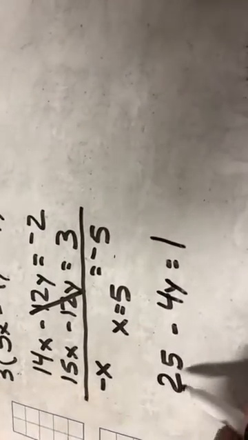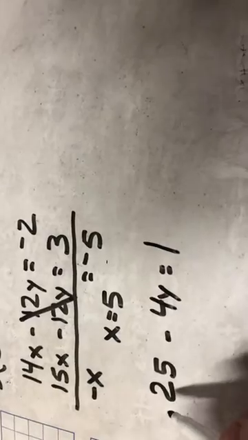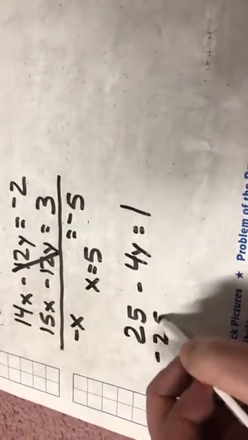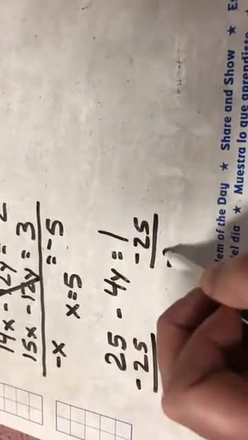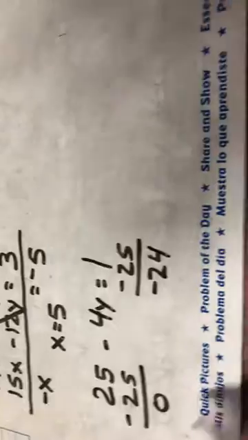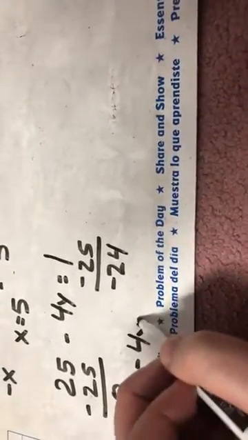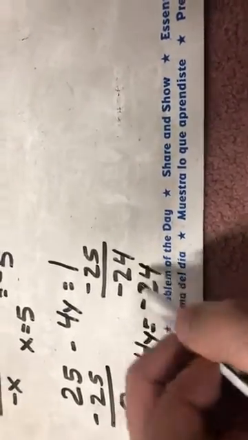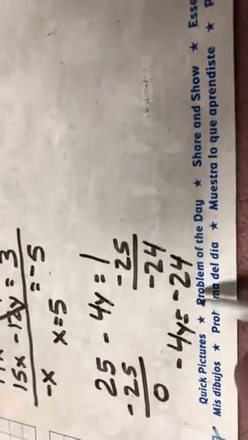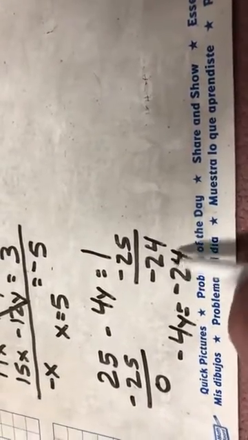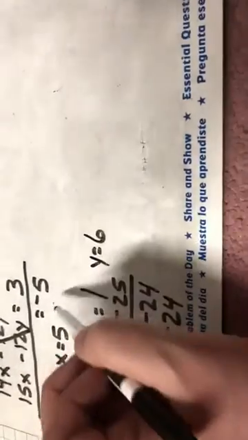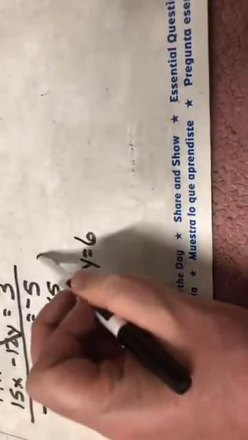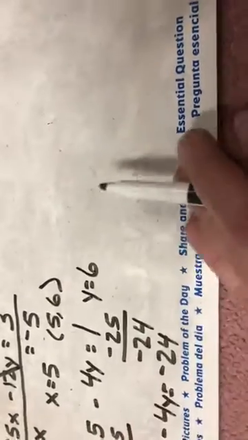Well, I'm going to go ahead and subtract 25 from both sides. That's going to give me 0. When I come over here and I do 1 minus 25, that's going to give me a negative 24. And that leaves me with negative 4y equals negative 24. If negative 4y equals negative 24, I know I'm just doing negative 24 divided by negative 4. That's going to tell me that y equals 6. My ordered pair is 5, 6. X equals 5, y equals 6.